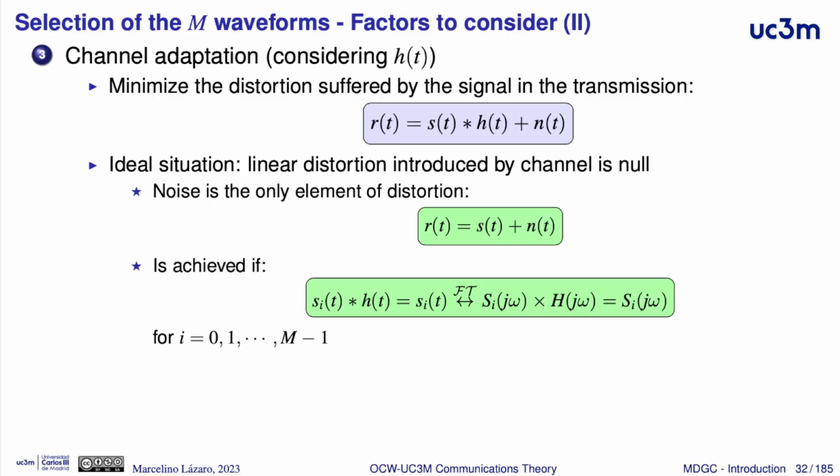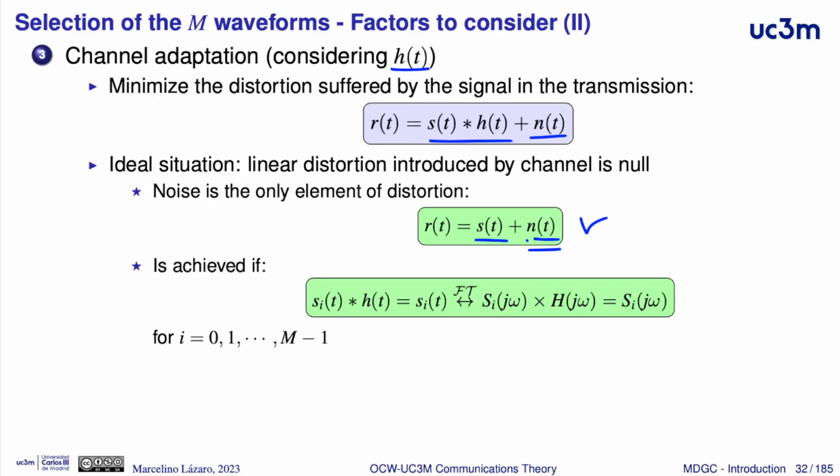And the third factor that must be taken into account is channel adaptation. It is necessary to take into account the response of the channel that is used to transmit the information, because the signals will be transmitted through this channel and will have the convolution of the transmitted signal with the impulse response of the channel, and of course we will always have the thermal noise. But the ideal situation at the receiver is to have exactly the same signal that was transmitted plus thermal noise. Thermal noise is unavoidable, but at least we want to have only the addition of thermal noise.